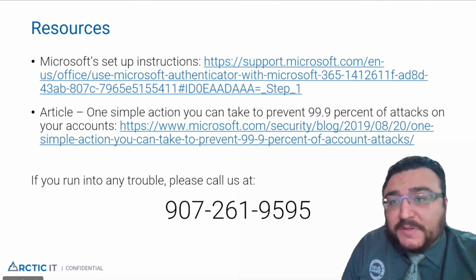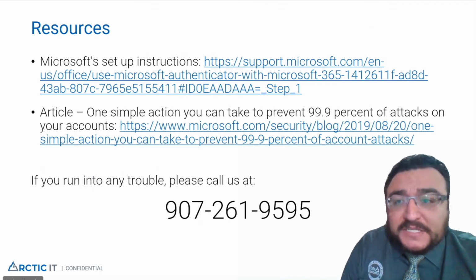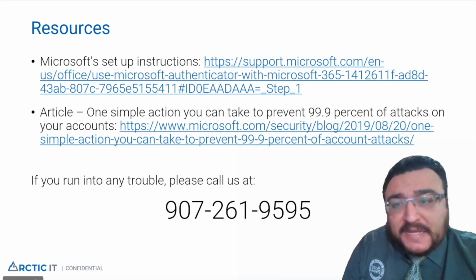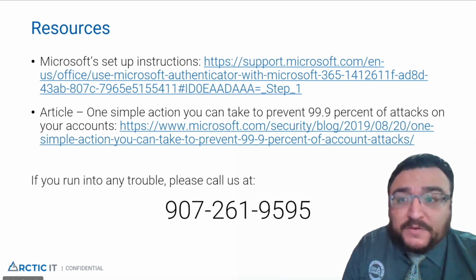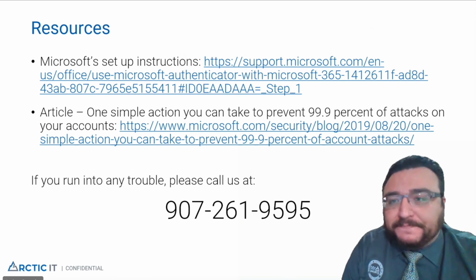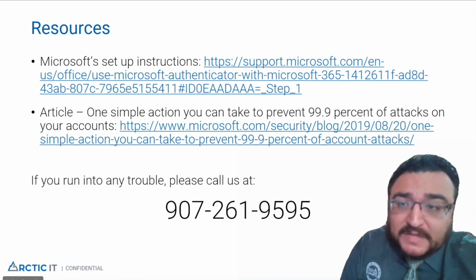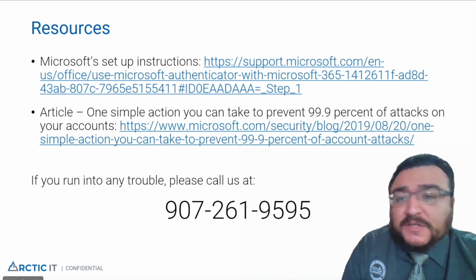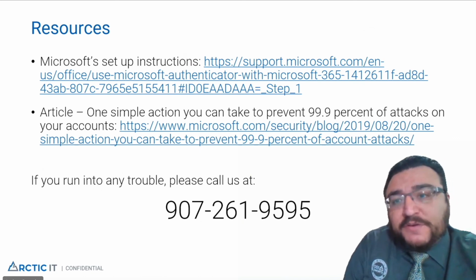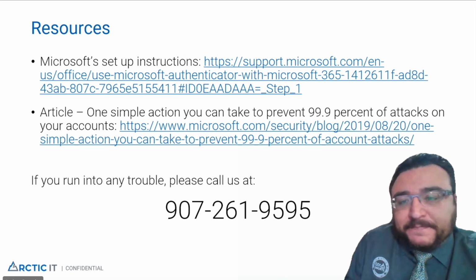It's going to ask you to do it at the frequency that we've prescribed for your organization, and it shouldn't ask you to do it within the context of your actual office building. If you run into any trouble with any of this, you can call us at 907-261-9595. We're used to reaching out to us at our Network Operations Center.